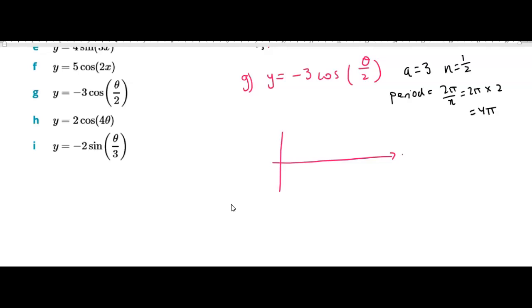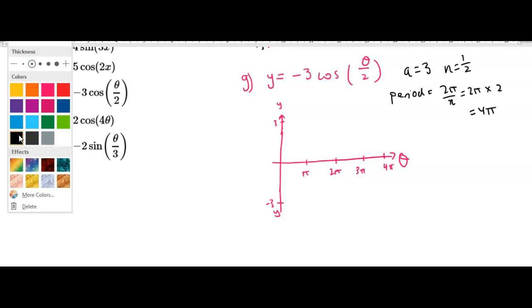Okay, so we've got theta, so I'm going to put theta here and maybe make that a bit longer. Y. And we're going up to 3, down to -3. Okay, so our period is 4 pi, so I'm going to put that down the end, and then I separate my axes into 4 equal parts. So 4 pi divided by 4 is pi, so we're going up by pi each time, which kind of makes it a bit easy. 2 pi, 3 pi.